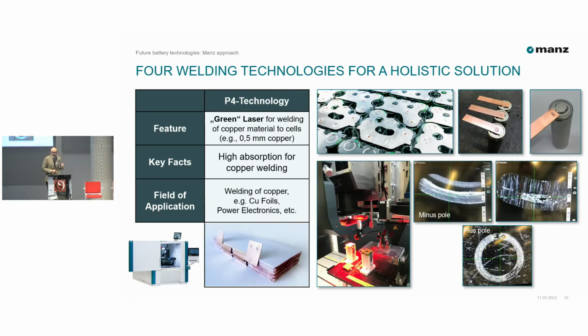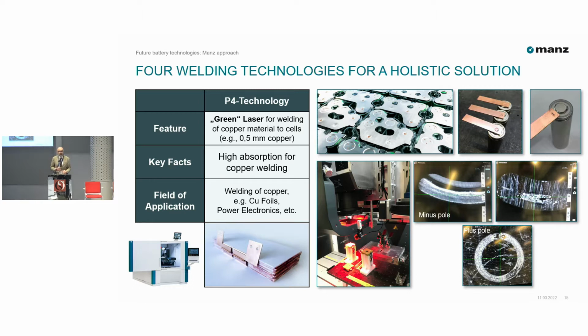P4, this is a green laser, we could say. We use it typically for copper. And it's something that we use, for instance, for copper when we go up to 0.3 millimeters, and also we can go up to 1 millimeter, even a couple of millimeters of copper. We use this kind of technology.